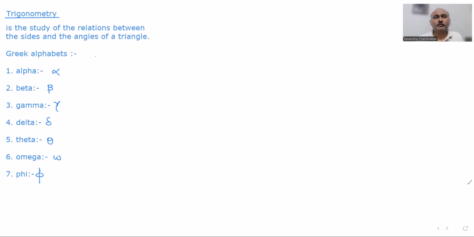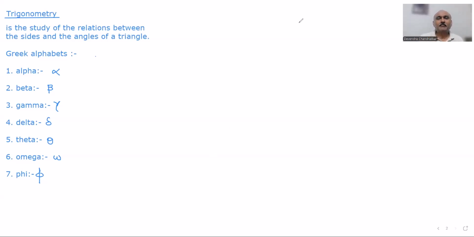Now, why have I introduced these Greek alphabets? Because we will be using them as symbols to represent the angles of the triangle. We will use these alphabets not to form any words or use language, right? You're not learning the Greek language. We will be using them as symbols, ठीक है? To represent the angles of a triangle.